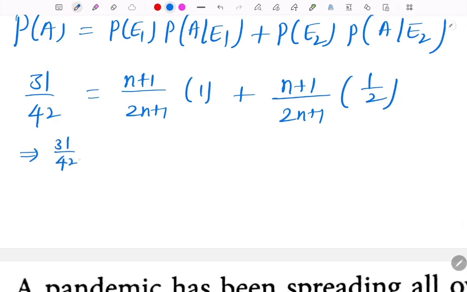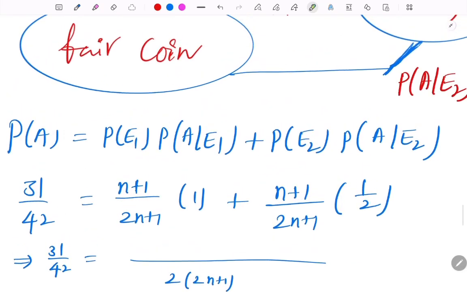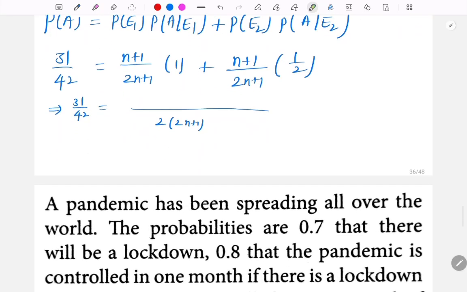31 by 42 is equal to, and it is 1 and it is 2 times, if we take LCM, 2 times 2n plus 1. And what about this side? 2 times, it means 2 will come, right? 2n plus 1, 2. Then it will come here in the numerator. Oh, why did I write n plus 1 here? Is it correct? First, what is the P of E1 answer? Oh, it's n, right? Okay, sorry for the mistake. This one is n, right?